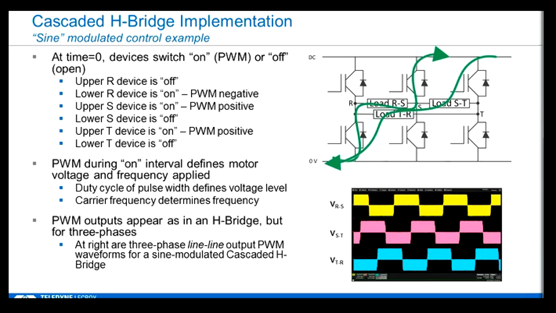Obviously, this is not time equals T. This is a longer acquisition showing the full envelope. But at time equals zero, I would switch my different drives like this. So this device R, the upper device, would be off. This would be on. This would be on and switching PWM negative. And then these would be switched as described here, and the power flows would result in current flows like this. So every part of that drive would have some voltage applied to it, and current would be flowing in the direction of the arrows.